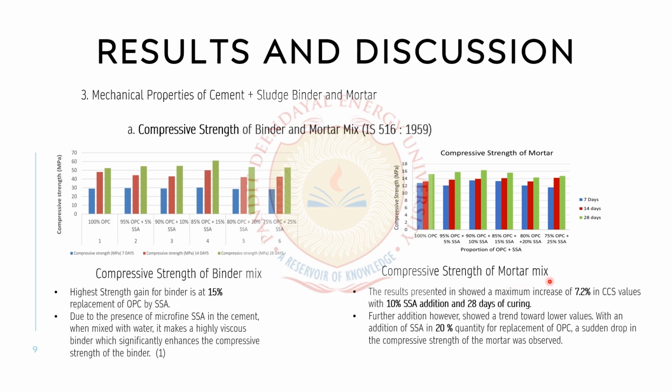And talking about the mortar mix, the result presented shows the maximum increase of 7.2 in compressive strength test with addition of 10% SSA and for 28 days of curing. Further addition, however, showed a lower value of compressive strength, that is with increase in the addition of SSA to 20%, the quality of the OPC suddenly reduces and the compressive strength of mortar deteriorates with increase in the percentage of SSA.